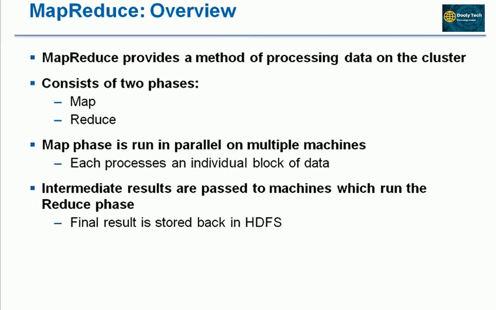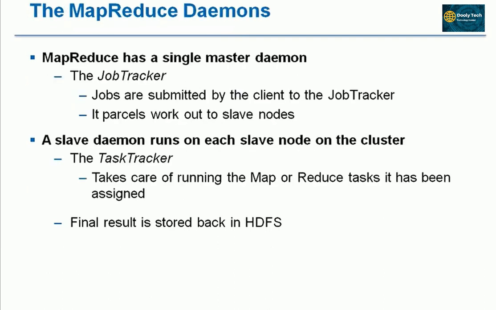And then intermediate results are passed to machines, which then run the reduce phase, and the final result is stored back into HDFS. So you have the map phase, which runs in parallel across the cluster, and then you have the reduce phase, which runs in parallel across the cluster, and the output of the job is stored in our distributed file system, HDFS. MapReduce has 2 daemons.